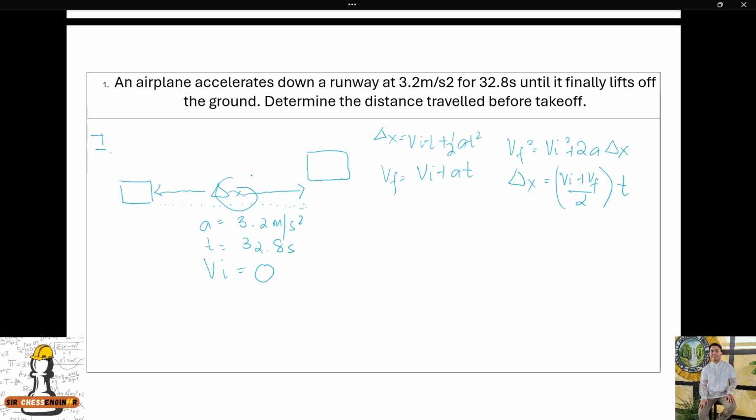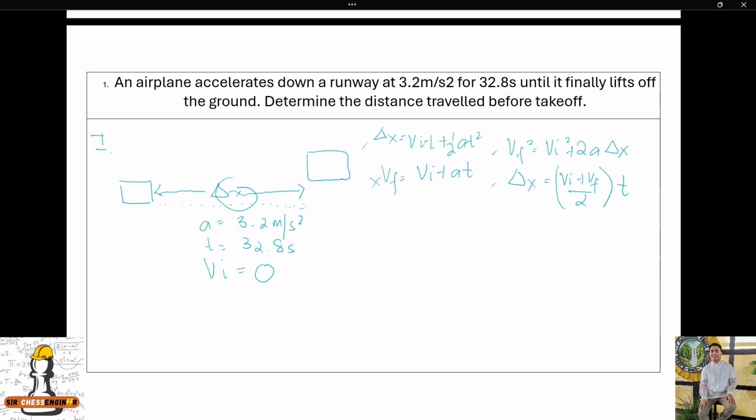Now, the question there is we are asked for the delta x. So, from these four equations, which has delta x? Equation 1 has delta x. Equation 2 does not, so we cannot use equation 2. Equation 3 has delta x. Equation 4 has delta x.